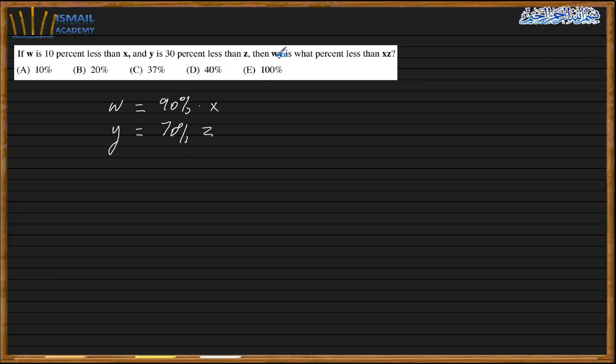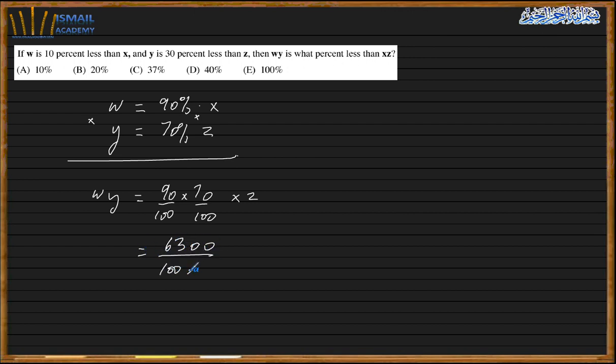So WY is what percent less than XZ? So what I do, I multiply those two. So I got WY is 90 times 70 over 100, and this is over 100, and XZ. So this is 6300 over 100 times 100. So I cancel this 100 with those two zeros. Which means that WY is 63% of XZ.